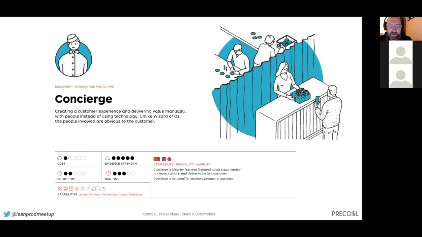So I think this one, I would like teams to do this more often, because it really taps into their creativity, and you generate evidence that is kind of all three themes: desirability, viability, and feasibility.